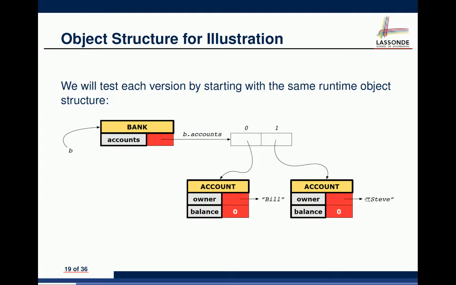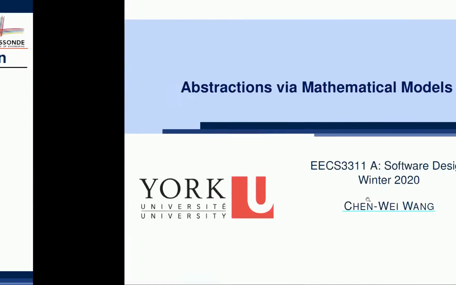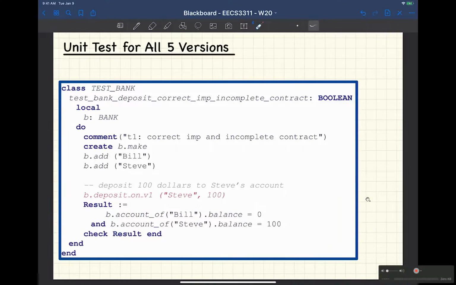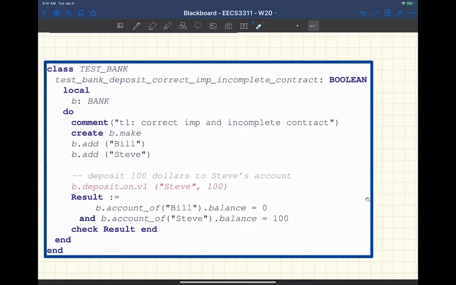And basically, what we want to do is something like this. We're going to see 5 different versions of writing the postcondition, right? And for all the 5 versions, we're going to run a similar test to check the correctness. Let me just show you the test very quickly. That could also be a nice case study for ESpec tests. We create a new bank, and then we add Bill, add Steve. So Bill is the first account, Steve's the second account, and then we say B dot deposit on V1, version 1. We've got 5 different versions, and the source code is available to you. You can also play with them.